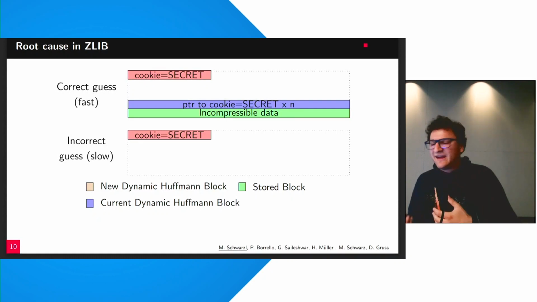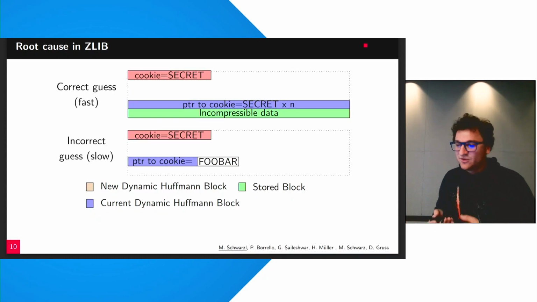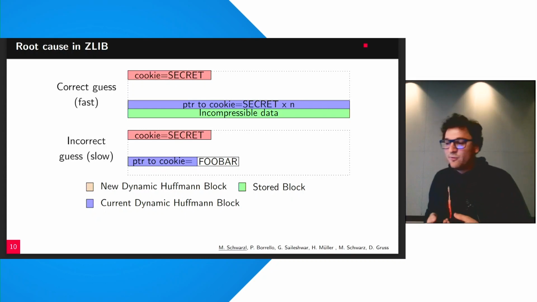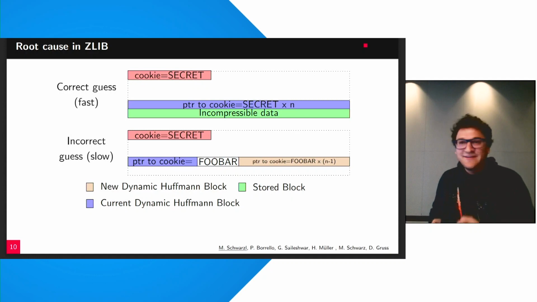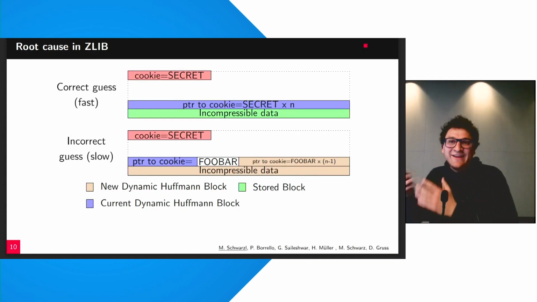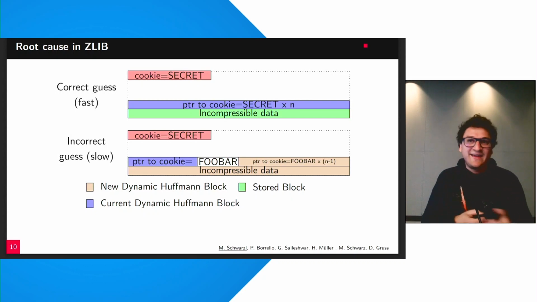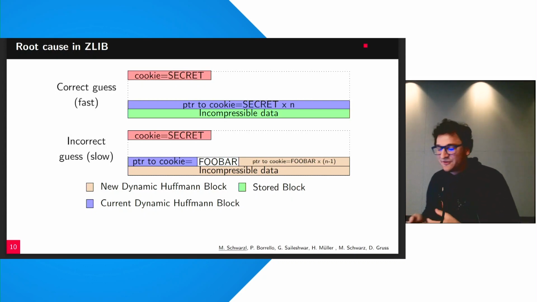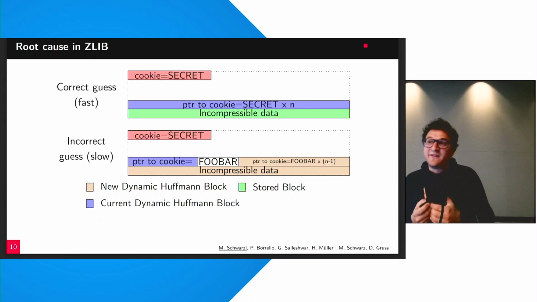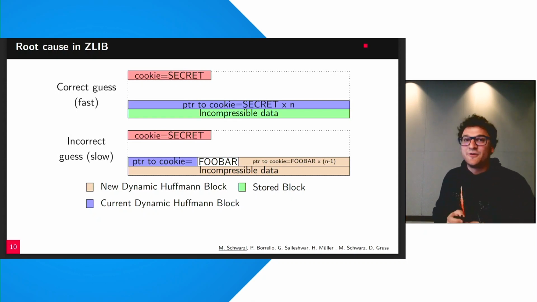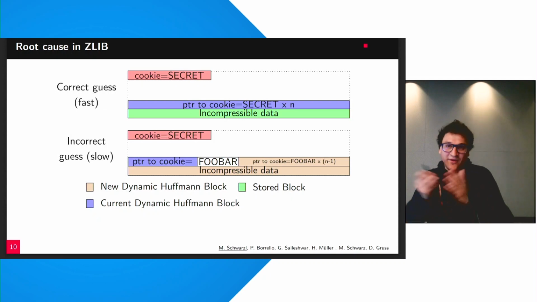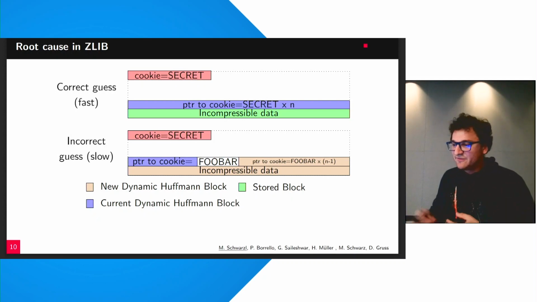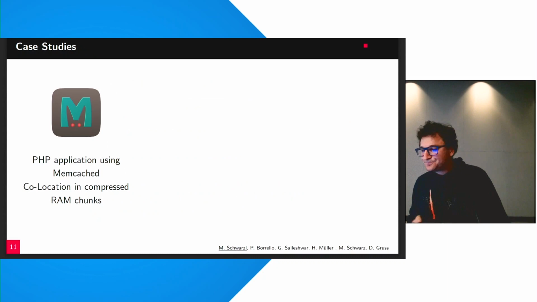In the case of the other guesses, so the incorrect guesses, for instance foobar here, a new dynamic Huffman block is created due to the repetition of our guesses, and the incompressible data is within the same dynamic Huffman block. This leads to the case that it has to traverse the full Huffman tree and then traverse the sequence compression for incompressible data, and leads to a super high timing difference between those two cases.